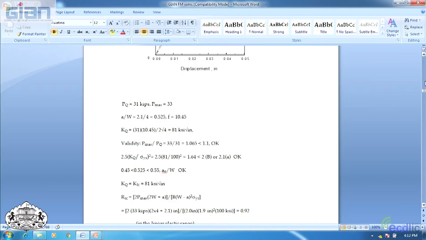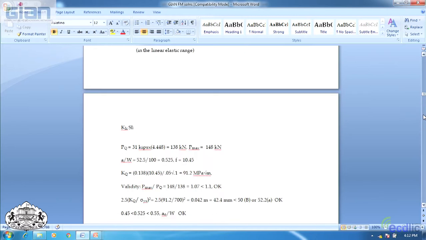Anyway, RSC uses the Pmax, uses this equation, 2 times Pmax times bracket 2W plus A, over thickness B, times W minus A, quantity squared, times yield strength. All those numbers together gave 0.92. 0.92 is less than 1. That all fits. This is all valid. So I'm happy. Now, let me do a quickie on the SI.